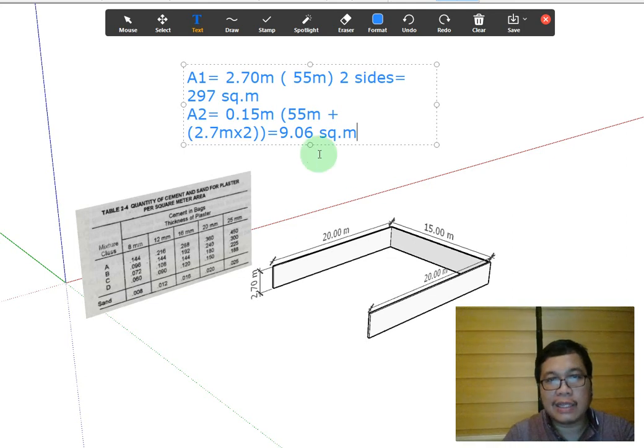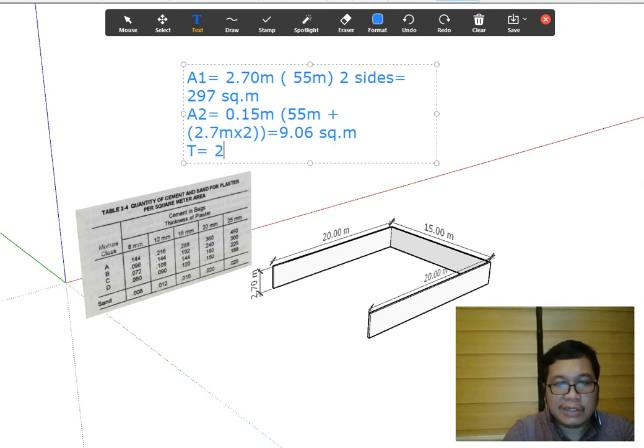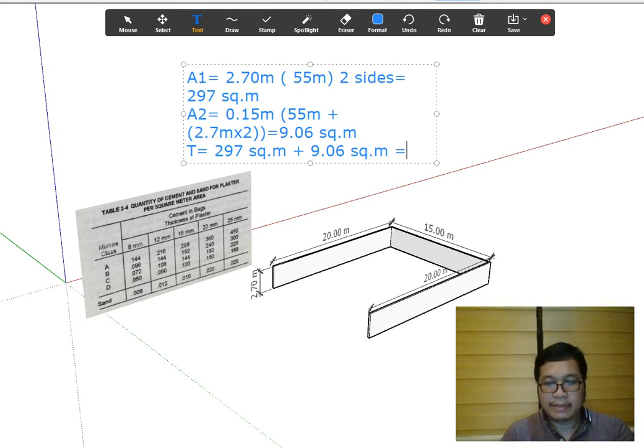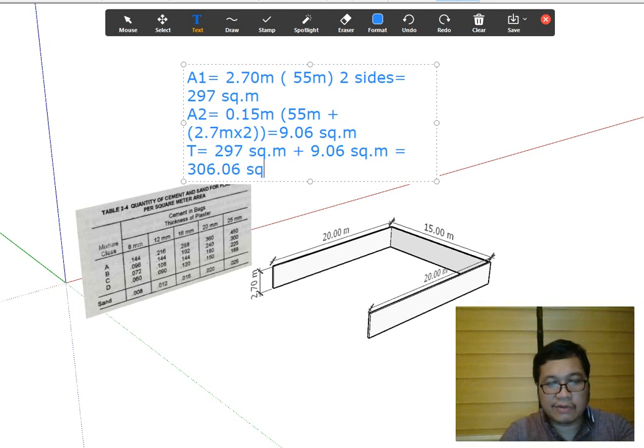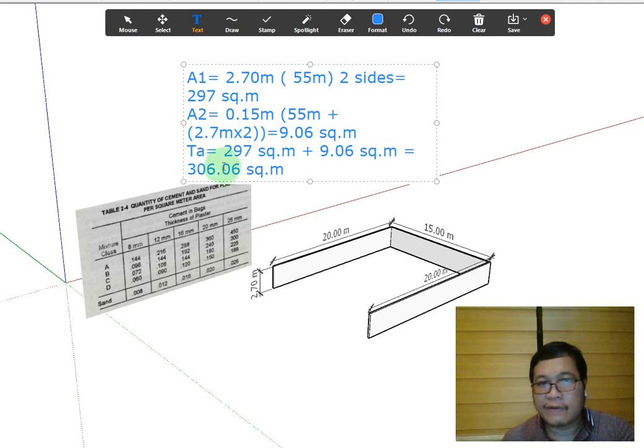Now let's get the total area. We have 297 square meters plus 9.06 square meters. The total area is 306.06 square meters. So this is the total area, class, for this entire wall project.